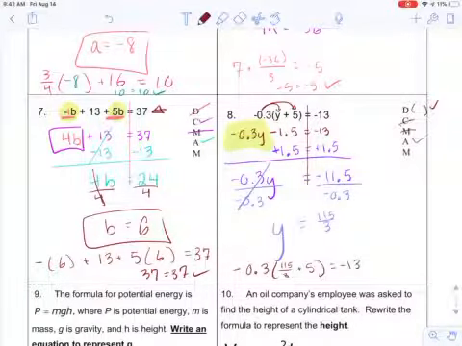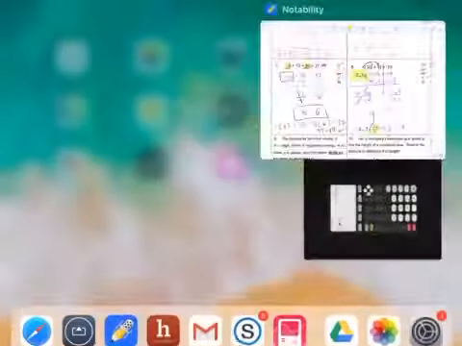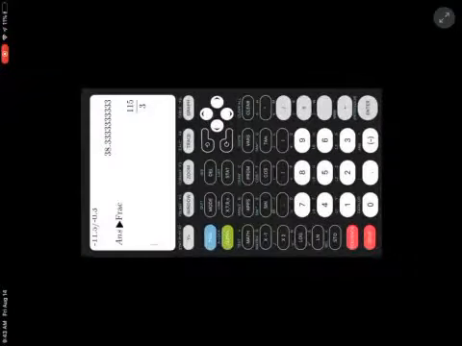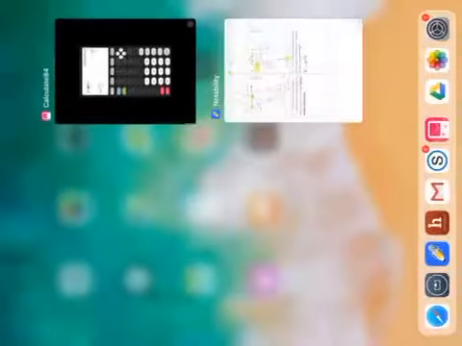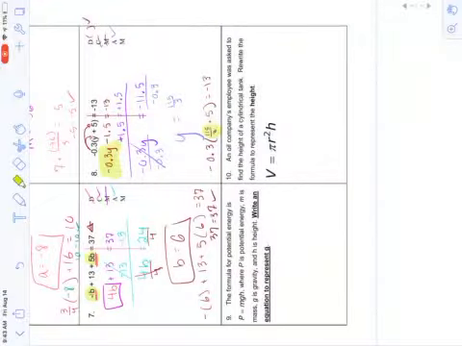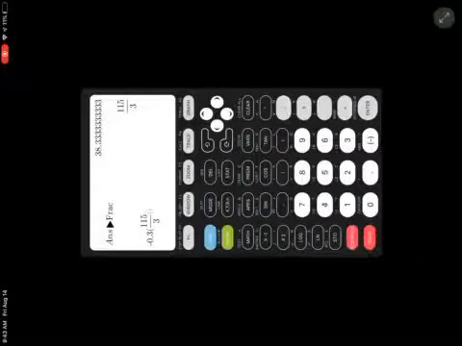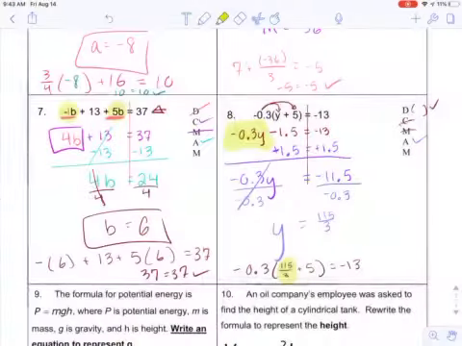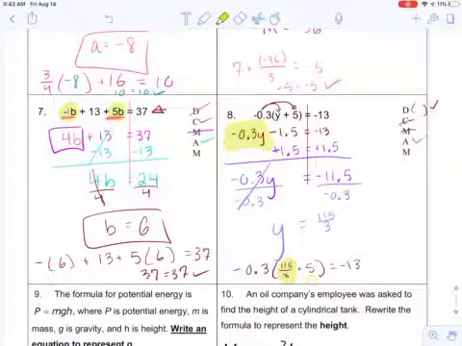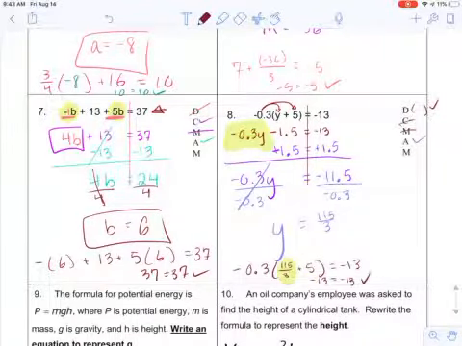Anywhere I see y, I'm going to plug in that answer. I'm going to type it into my calculator exactly how I have it written on my paper: negative 0.3, parentheses, 115 over 3, plus 5. This gives me negative 13, which matches my other side, so we did this problem correctly.